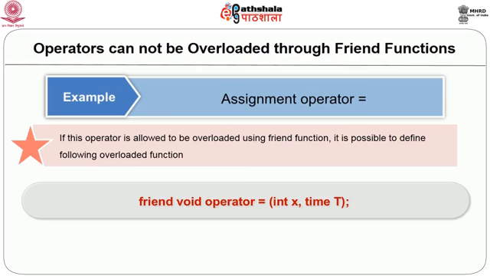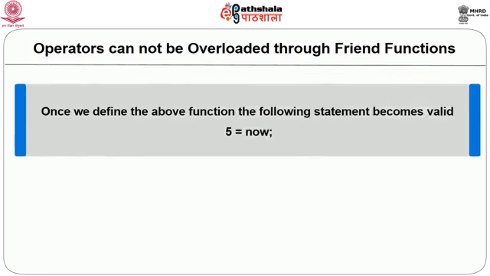Now when we overload this assignment operator for our time class, we can overload it in this fashion also: the friend keyword, void return type, operator, assignment operator, first argument as an integer argument and second argument as a time object. Now when we overload this assignment operator like this in our time class, it is possible for us to write a statement such as 5 is equal to now.